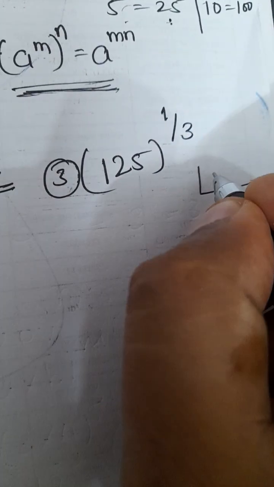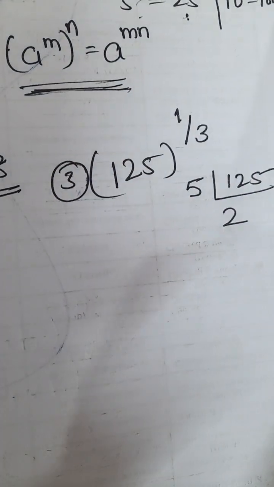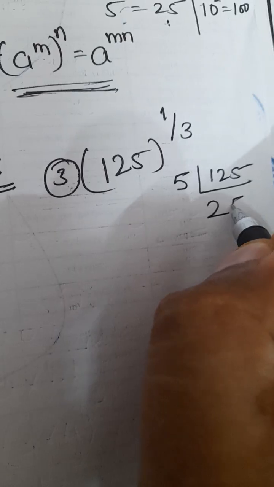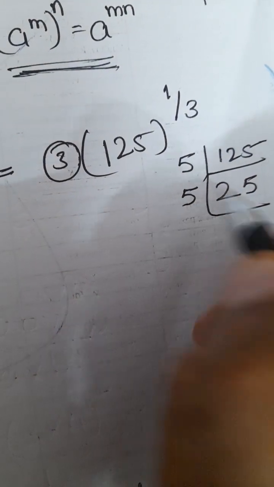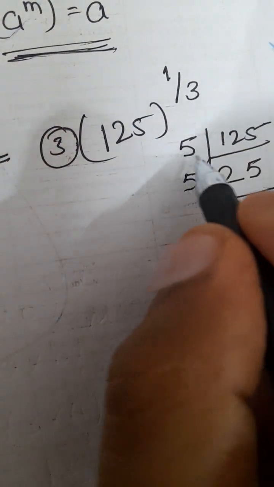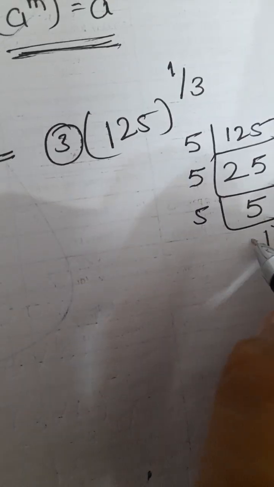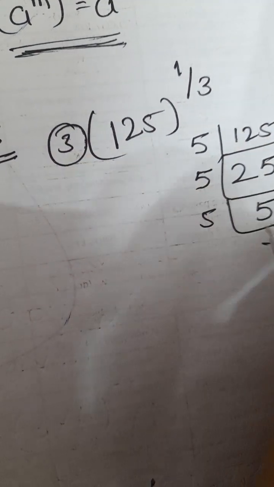So I will take 125, divide by 5. 5 2s are 10, remainder 2, 5 5s are 25. Then again I divide by 5, 5 1s are 5, 5 5s are 25. So again if I take this, 5 1s are 1. So I got 1 at the end, which is not to be considered.